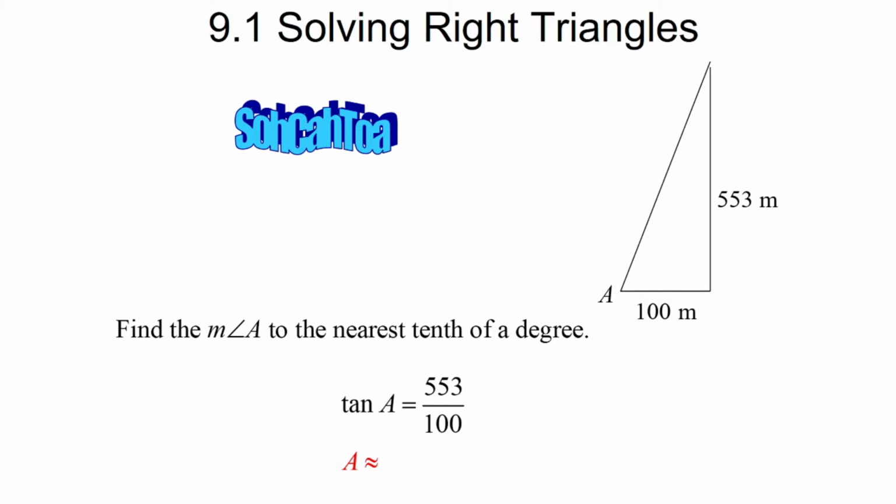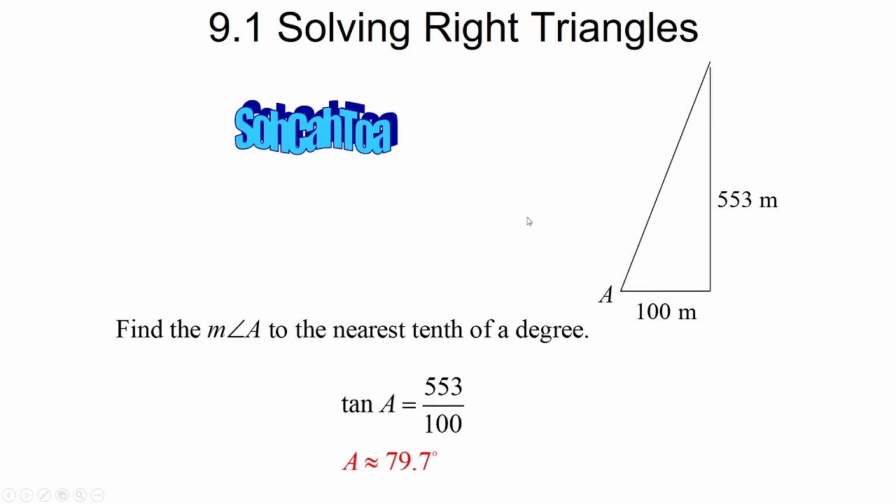5.53. And if you want to put the fraction 553 over 100, of course you can do that. All right, so let's see what this is. And now I believe in this chapter they're going to ask you to do every angle to the nearest tenth of a degree. So I'm going to call this 79.7 degrees. Let's see how we did. 79.7 degrees, look at that. And that's it. SOHCAHTOA, right triangle trigonometry.